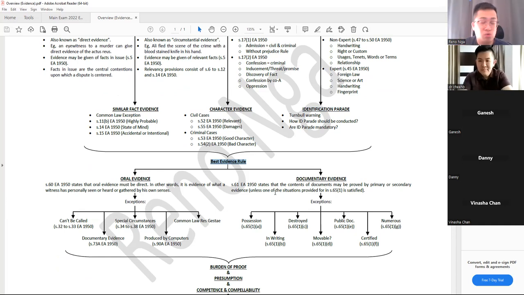Evidence can go into two categories. One, oral evidence, which is the witness.